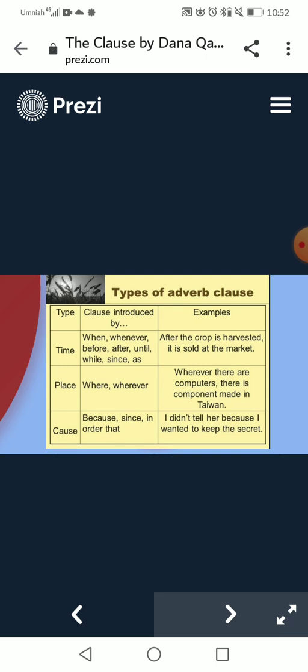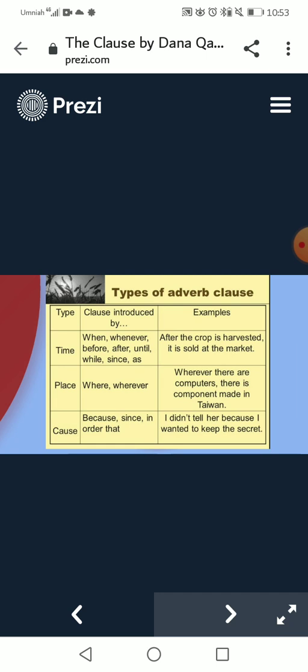Now, types of adverb clauses. The adverb clause is usually introduced by when, whenever, before, after, until, while, since, as, like to indicate time. So, "After the crop is harvested, it is sold at the market." Here, "after" introduces the adverb clause to indicate the time or the time order.